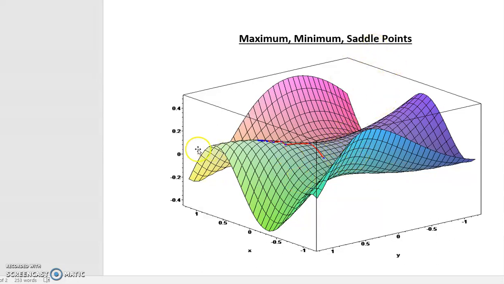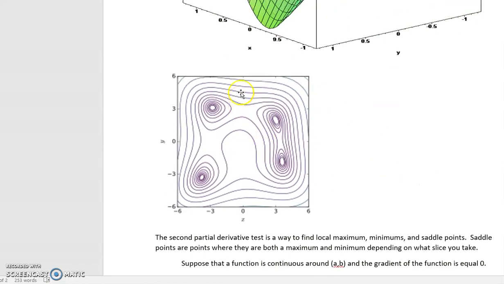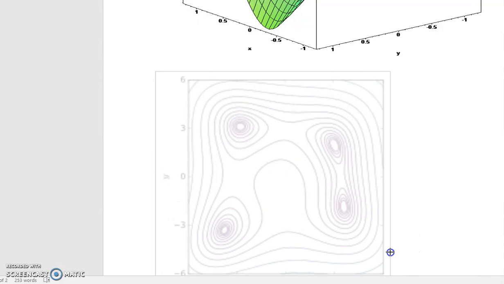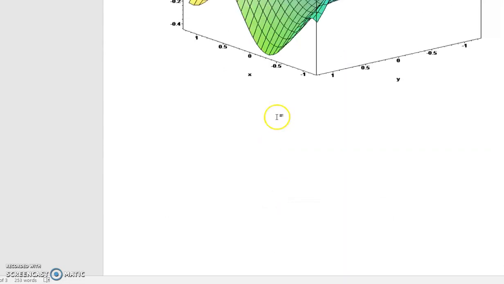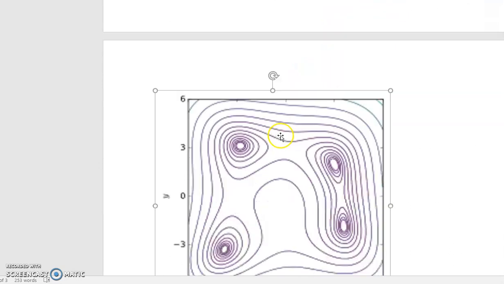It also helps that it looks like a saddle when you look at the graph of the function. You put it on a horse, it looks like a saddle. Another way to look at it is level curves. We know that these circles represent the maximum or minimum. That's where it comes to a peak. For example, right here, if this continued, you would have a peak over here.